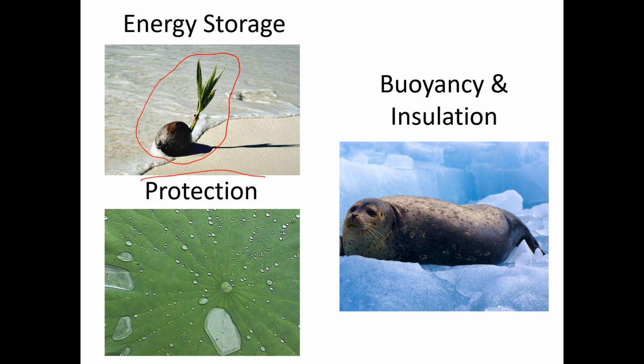Lipids also serve as protection. Here you can see some waxes on a leaf that prevent it from getting soaked with water too much, or fat surrounding our vital organs that provides cushioning. Right? It's protective padding that prevents those organs from bouncing around or getting damaged. Buoyancy, the ability to float, and also insulation, trapping heat, keeping animals and other things warm.